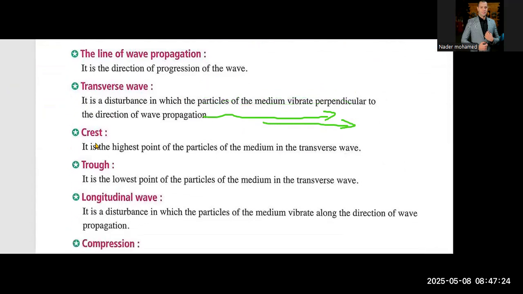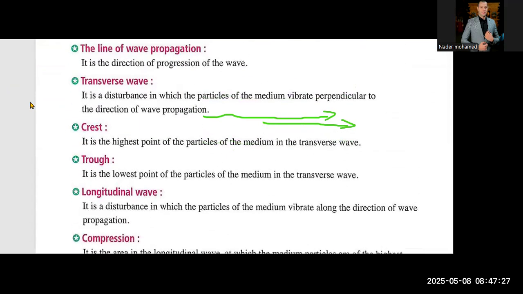We have two important types of waves. Number one, transverse wave. Number two, longitudinal waves. A transverse wave vibrates perpendicular and makes crest and trough. A longitudinal wave vibrates along the direction of propagation and makes compression and rarefaction. In a transverse wave, we have crest and trough. Crest is the highest point in the transverse wave. Trough is the lowest point in the transverse wave.